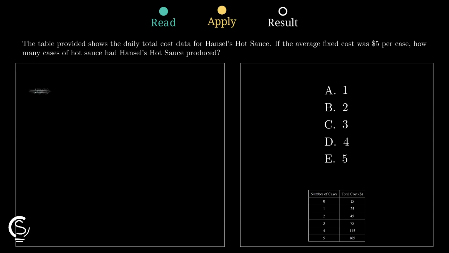Next, we use the average fixed cost formula. We know the average fixed cost is $5 per case. We simply divide our total fixed cost by this average cost value.